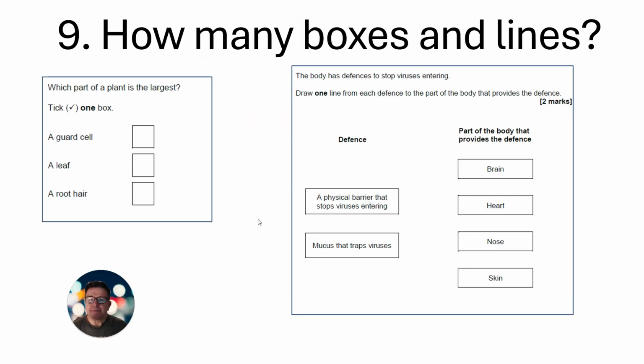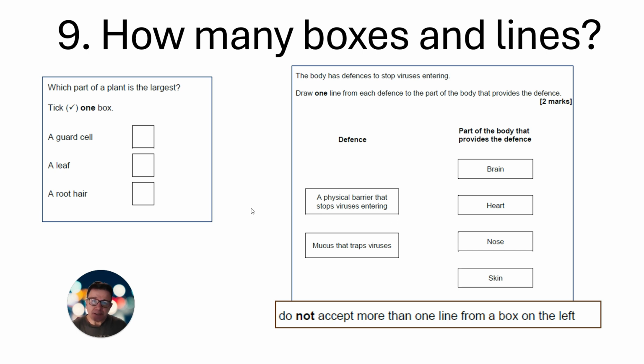Number 9. How many boxes and lines? Very, very simple. If it says tick 1 box, tick 1 box. If it says draw 1 line from the defense to the part of the body that provides the defense, then do that. As you can see in the mark scheme, do not accept more than 1 line from a box on the left.